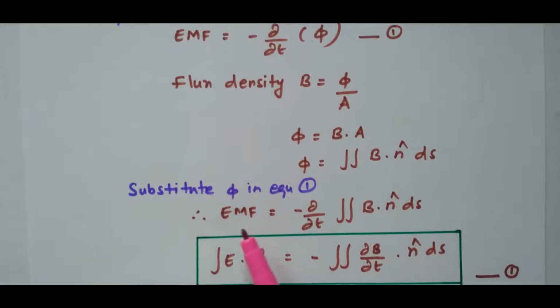So equation 1 becomes EMF equal to minus del by del t of double integral B dot n cap dS. That can be written as integral E dot dl. The EMF is also expressed in terms of integral E dot dl, that is equal to, multiplying this inside, minus double integral del B by del t dot n cap dS. Right?